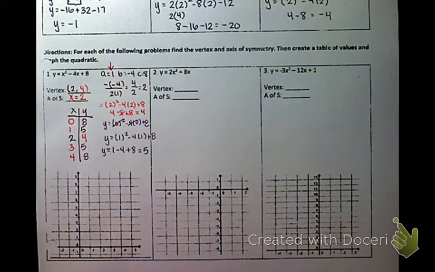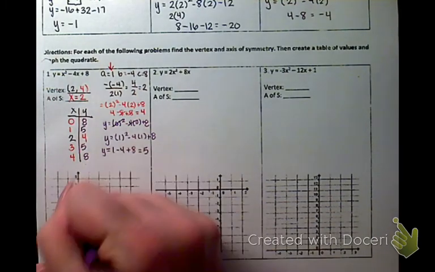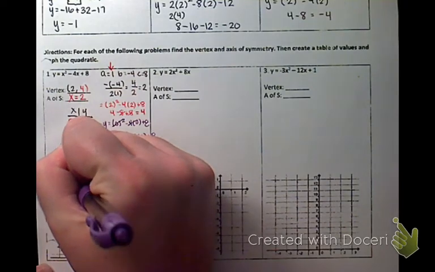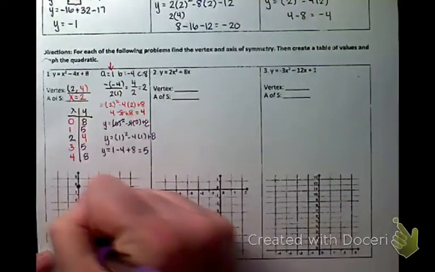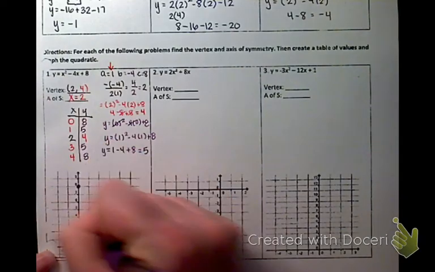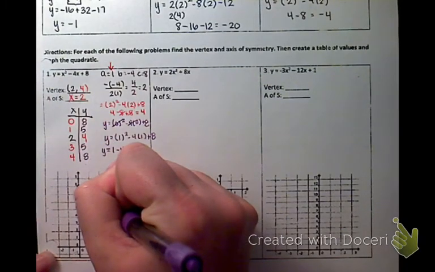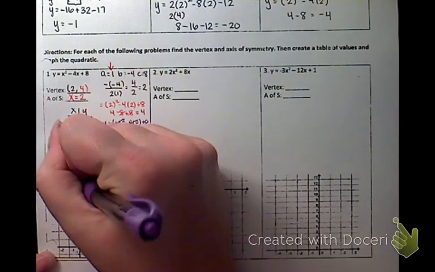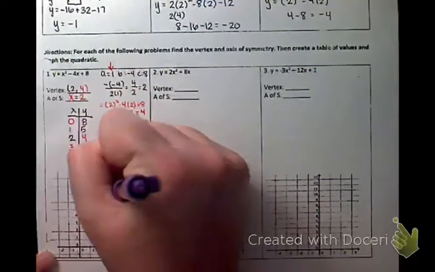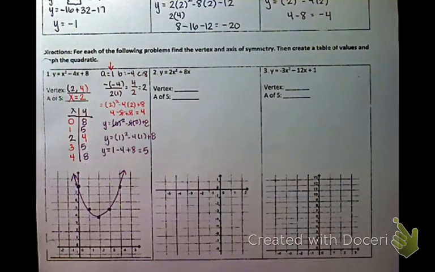All right, last step is going to be to plot all those points. So 0, 8, 1, 5, 2, 4, 3, 5, 4, 8. We said at the beginning of this problem, because our a value is a positive number, our orientation should be up, which it is. So that kind of tells me we're in a good spot.